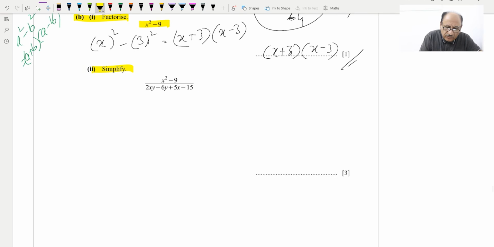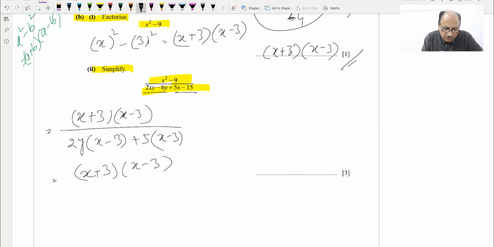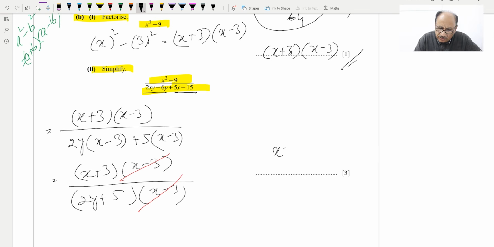Now we need to simplify this fraction. So if we simplify the top, which just now we have done, x plus 3 and x minus 3, and we can factorize the denominator. 2 pairs we can make, and we can take 2 and y common from the first one, so it will be x minus 3, and plus 5 we can take from the second pair, so it will be x minus 3, and we can further write x plus 3 into x minus 3 over 2y plus 5 into x minus 3, and then we can cancel these two, and our answer will be x plus 3 over 2y plus 5, and that will be the final answer for 3 marks.